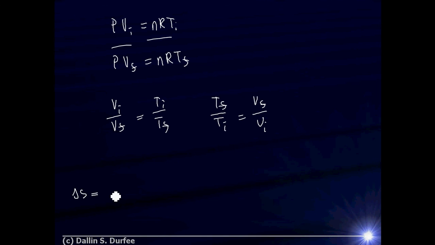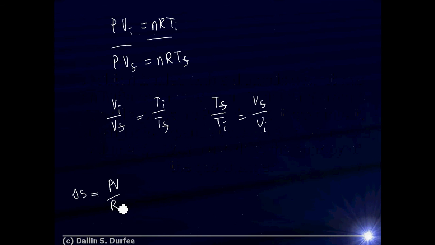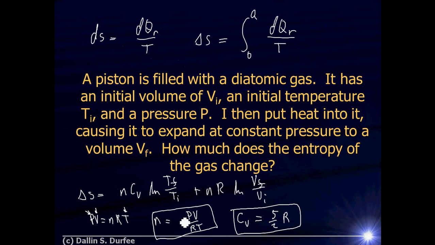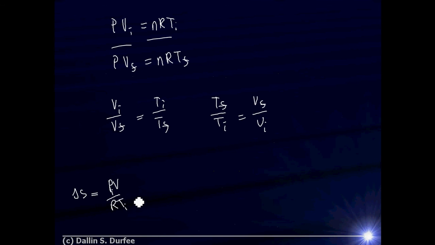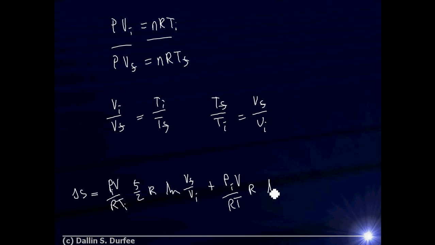So the change in entropy is n, but n was just PV over RT. And P initial, T initial, right? Because we know both of those. So P initial, T initial. And then CV was 5/2 R times the natural log of the ratio of my temperatures, right? T final over T initial is just V final over V initial, all right? And then this is just n, which is again P initial V over RT, right? It's n times R times the natural log of V final over V initial.